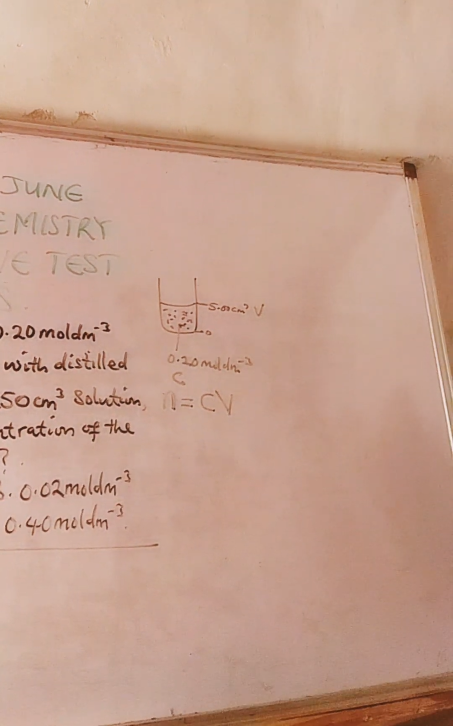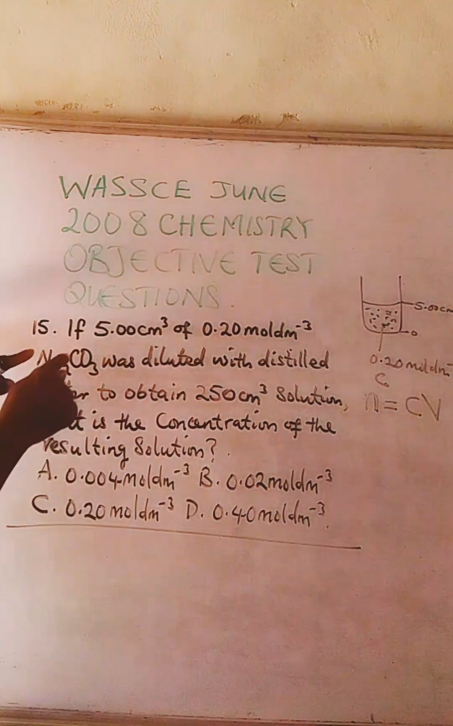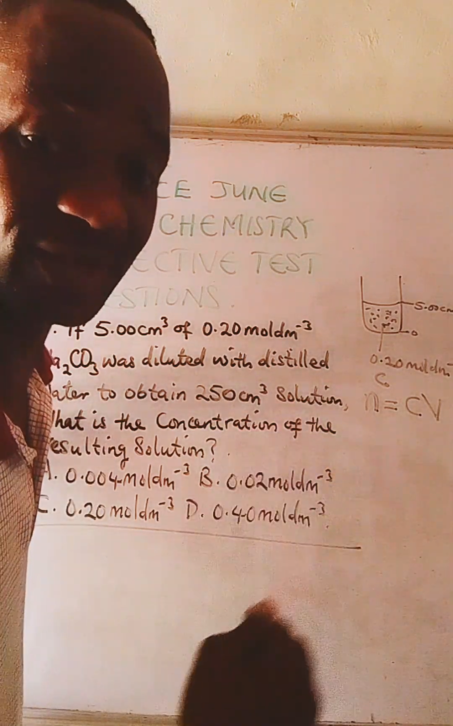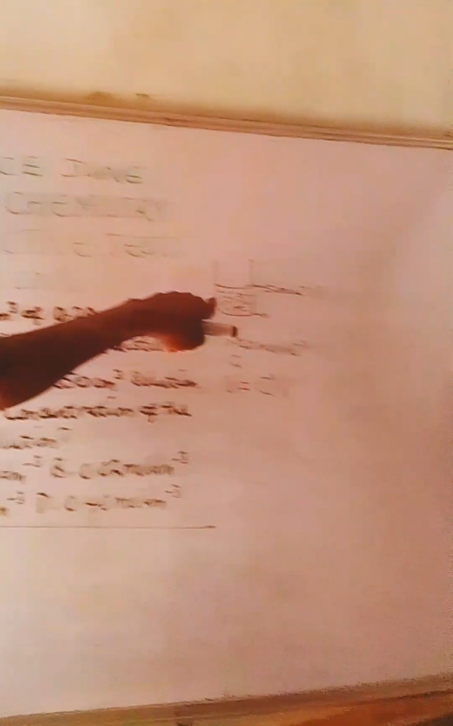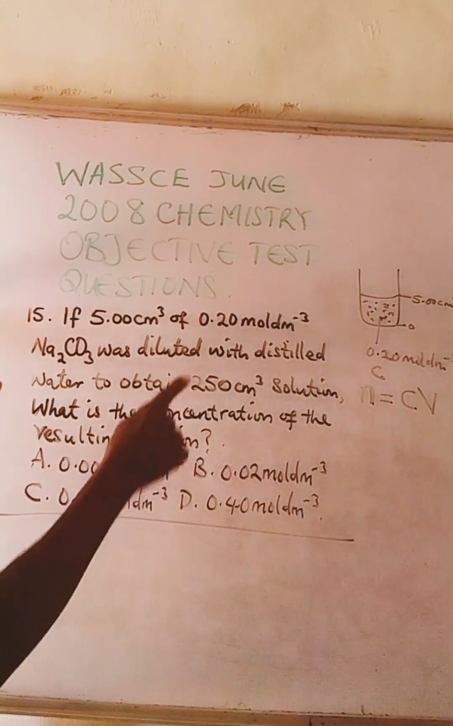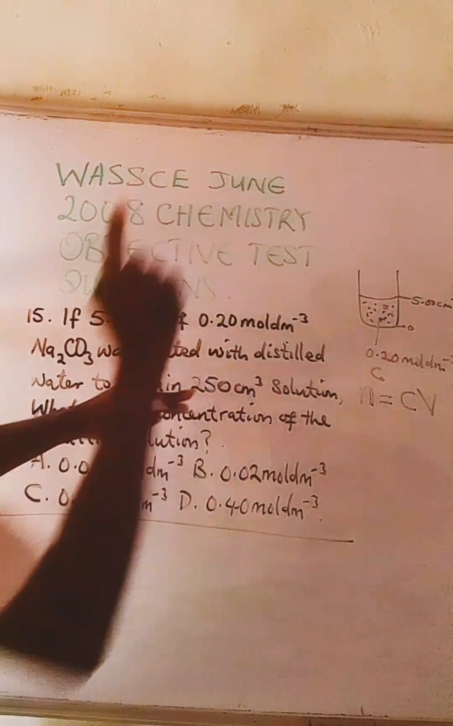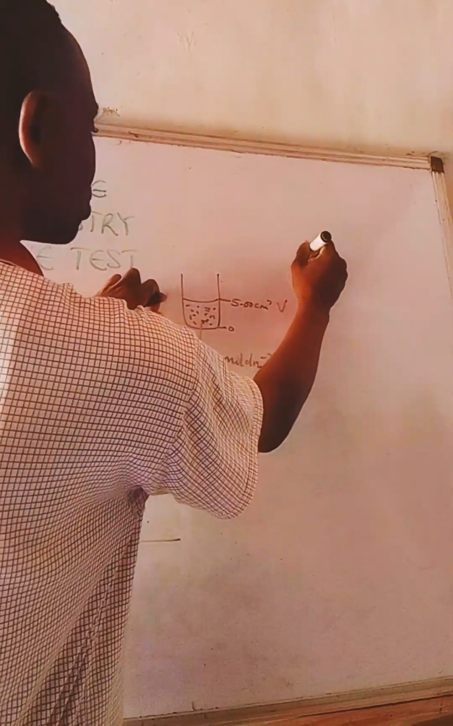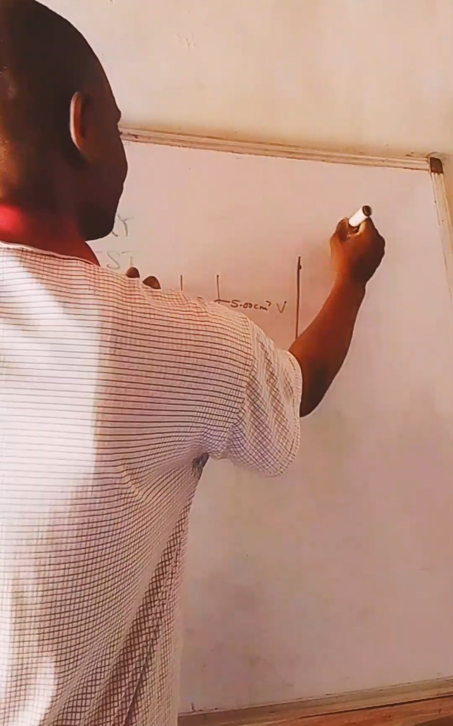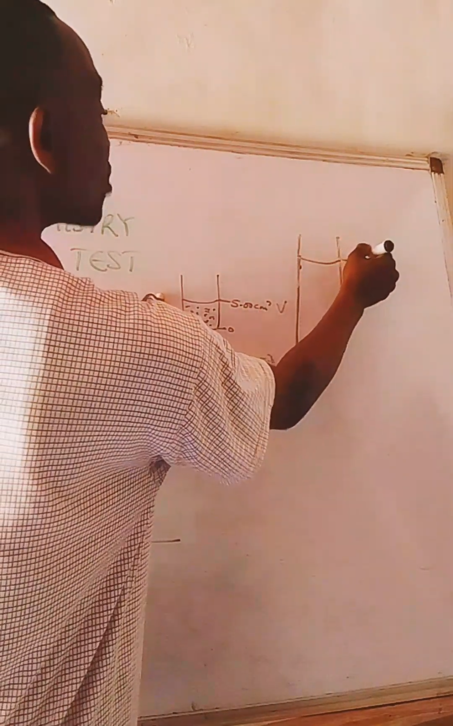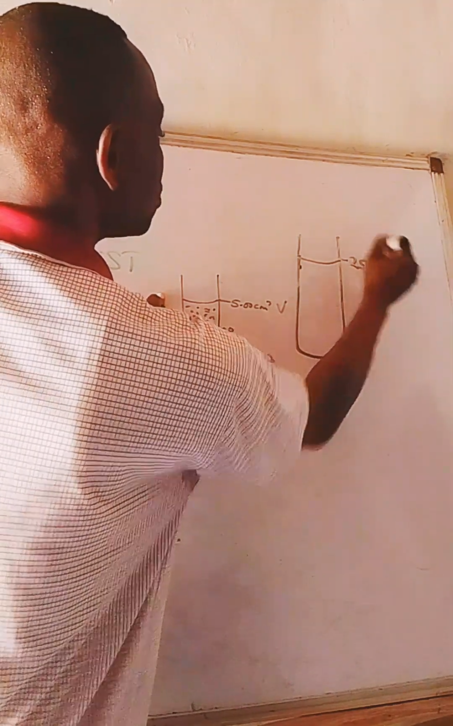Now, what is the question saying? The question is saying that this particular concentration and volume was diluted with distilled water. It was diluted, meaning that water was poured here. Pour water until it got diluted to obtain 250 cm³. Look at what happened. This was maybe transferred to a very big vessel, and water was poured, and it reached up to 250 cm³ volume. The volume has changed now.